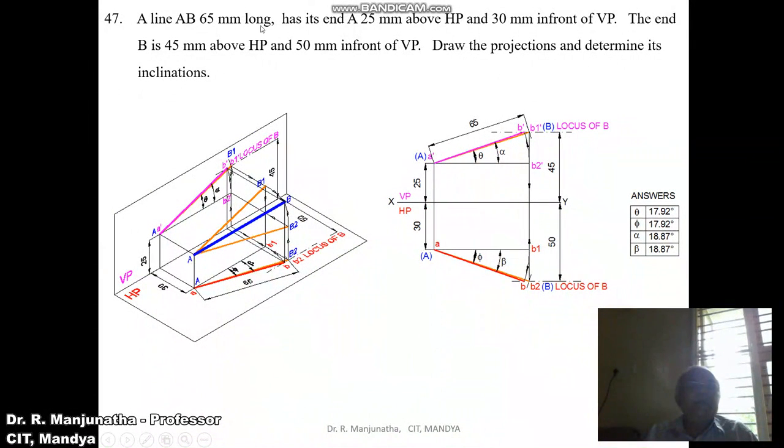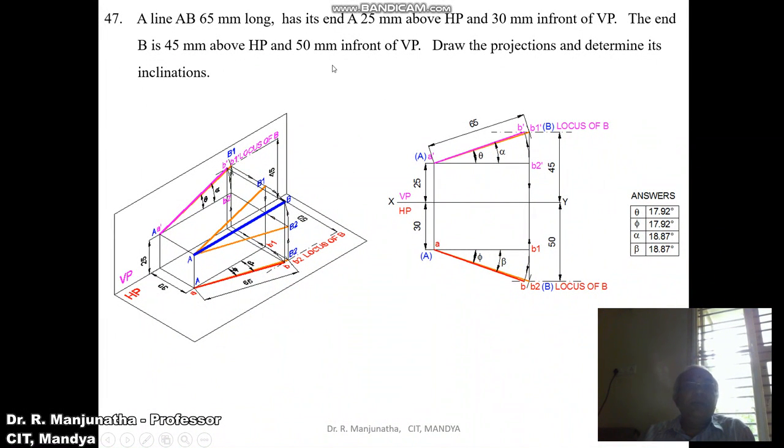A line AB, 65 mm long, has its end A 25 mm above HP and 30 mm in front of VP. The end B is 45 mm above HP and 50 mm in front of VP. Draw the projection and determine its inclinations.